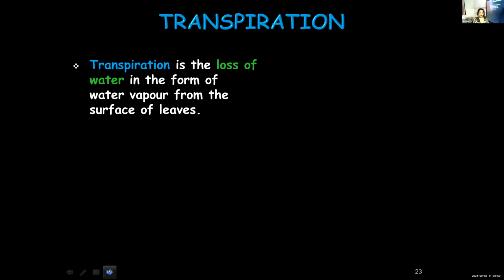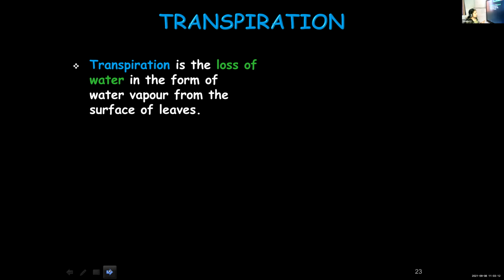And when outside the temperature is too hot, when the sun is shining brightly, more transpiration will take place. The transpiration rate will be more when it is hot outside. But during cold conditions or in cold climate, the transpiration rate will be less. Okay.